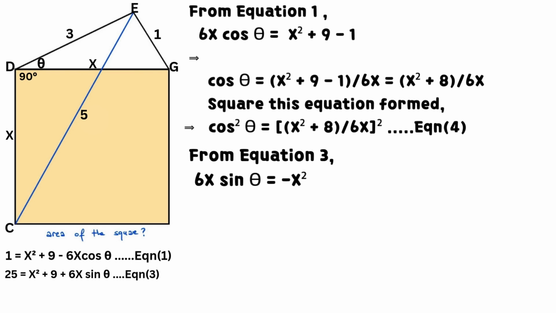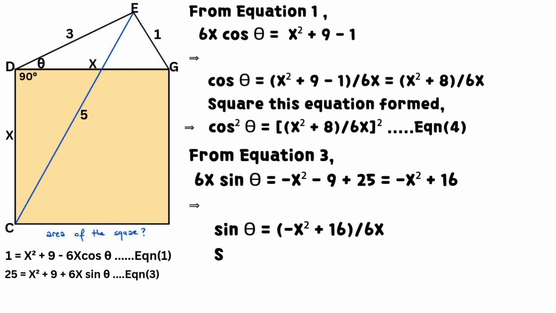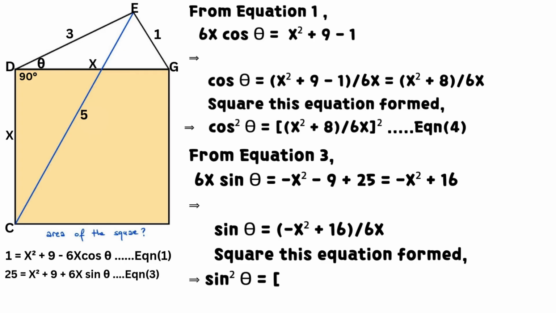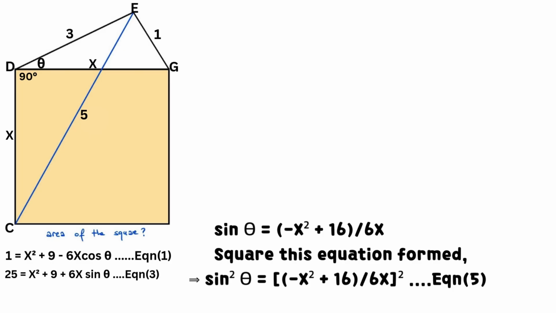From equation 3, 6 times x multiplied by sine theta equals negative square of x minus 9 plus 25, which equals negative square of x plus 16. Hence, sine theta equals negative square of x plus 16, all divided by 6 times x. Squaring this equation, we have that the square of sine theta equals the square of negative square of x plus 16, all divided by 6 times x. We call it equation 5.